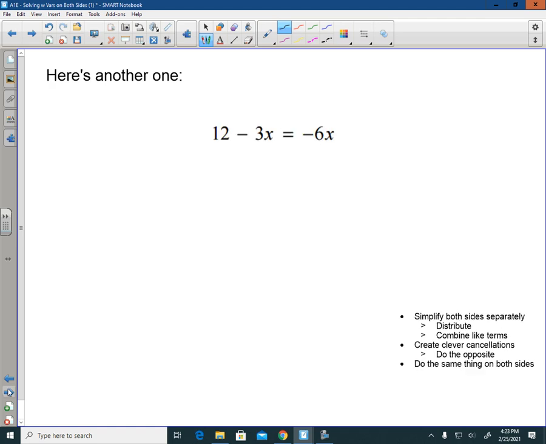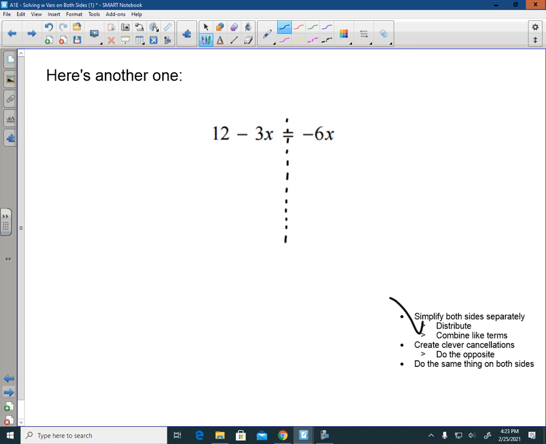All right, so here's another one. Now this one looks a little bit different, but it's the same basic idea. You've got x's on both sides, so you're going to have to look at each side separately to see if you can simplify. 12 minus 3x, not simplifiable. -6x is not simplifiable. And so we're going to create clever cancellations. There's nothing to simplify.